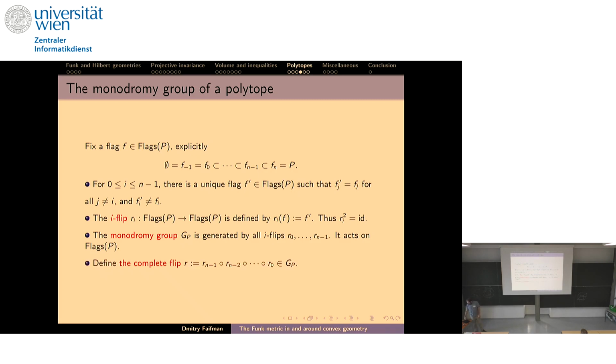And the one element we will be interested in is the complete flip. It is the composition, from right to left, of r_0, r_1, r_2, and so forth. So for instance, for this flag, first I would replace this vertex with this vertex. And then I would be replacing this edge with this edge. And then I would be replacing this face with this face. And that's the new flag I have arrived at, having performed a complete flip of my original flag.